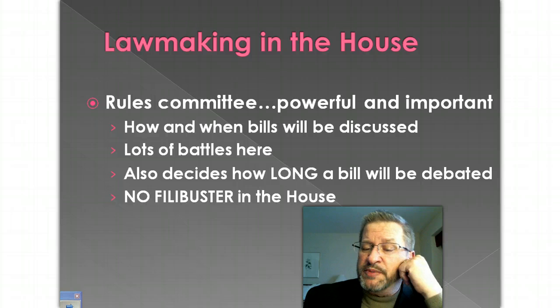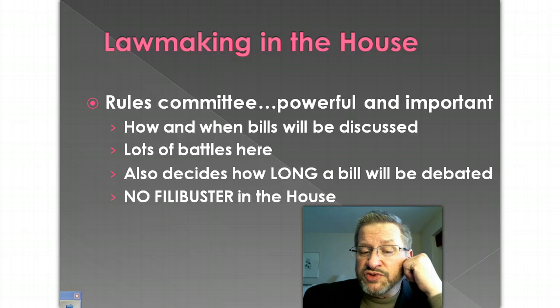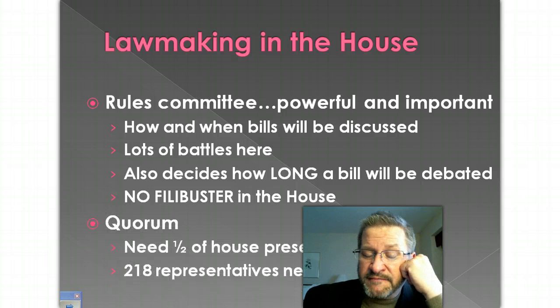What about lawmaking in the House? The House has a Rules Committee, the Senate does not. And because they have a Rules Committee, it's very important because it changes how bills will go through the House. The House Rules Committee decides how and when bills will be discussed. There's a lot of battles here, and because they can decide how long a bill will be debated on the floor, there is no filibustering in the House of Representatives. They can't use that tactic.